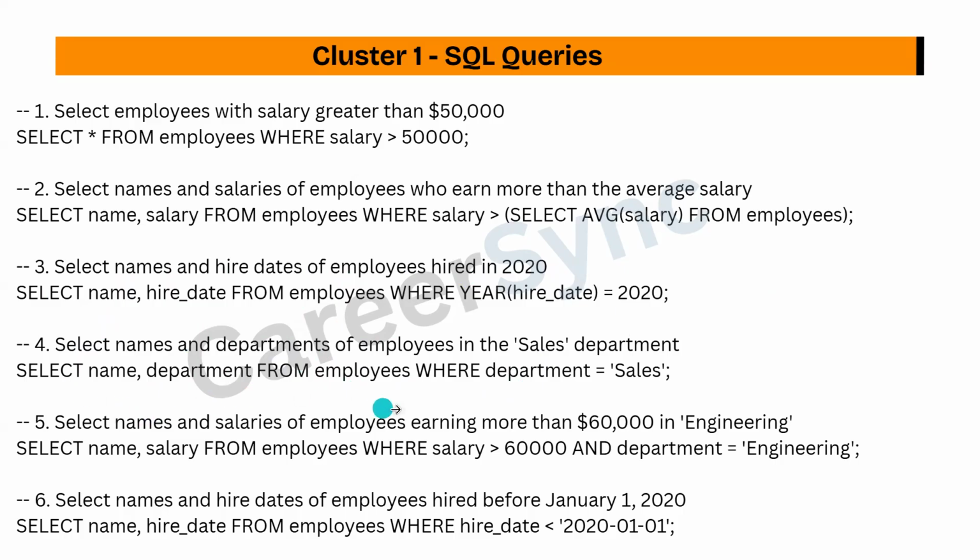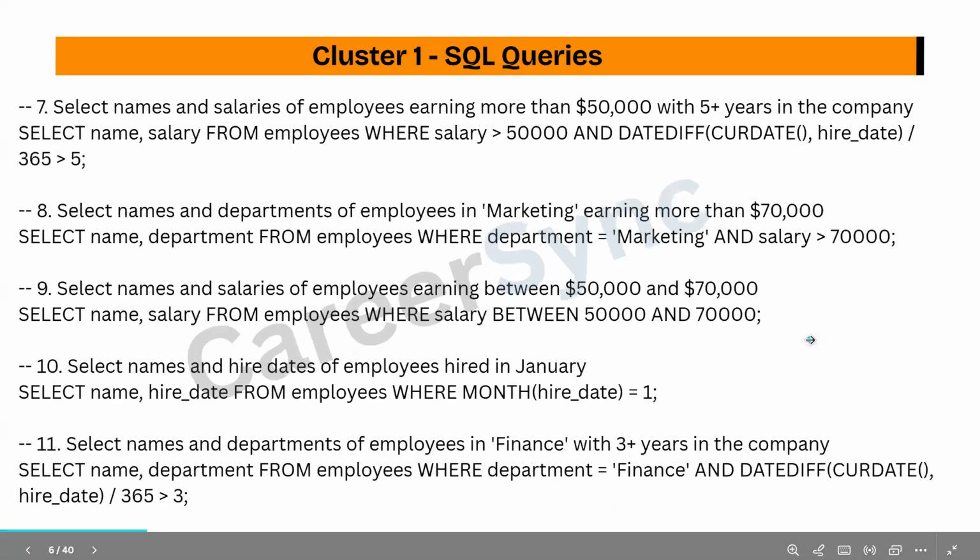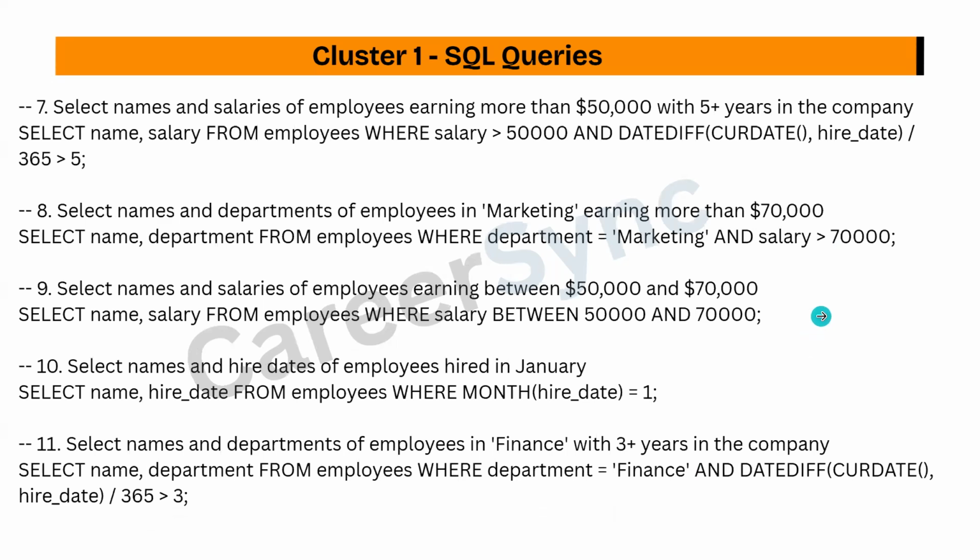Select names and salaries of employees earning more than 60,000 in engineering. Select name and salary from employees where salary is greater than 60,000 and department equals engineering. This is the query. Now select names and salaries of employees earning more than 50,000 with 5 years in the company. So here is the condition. You have to add this condition.